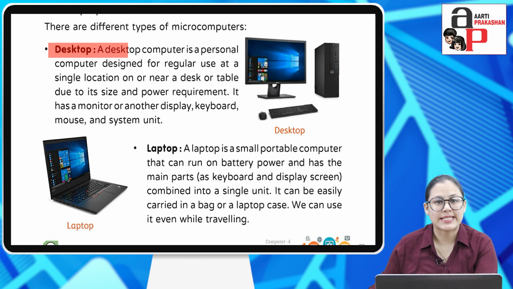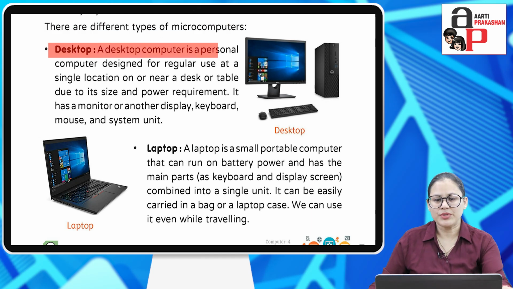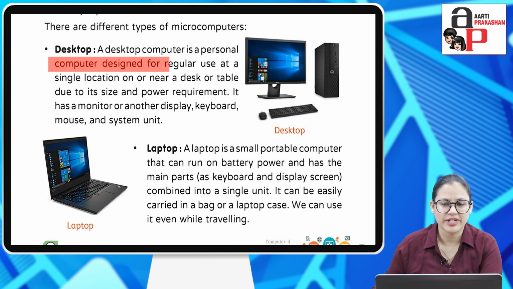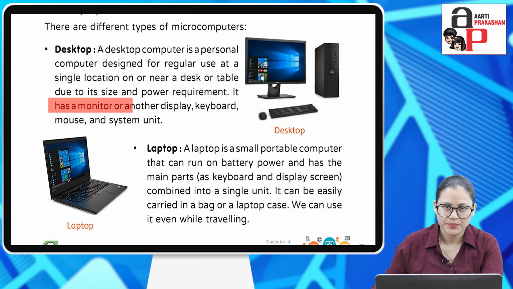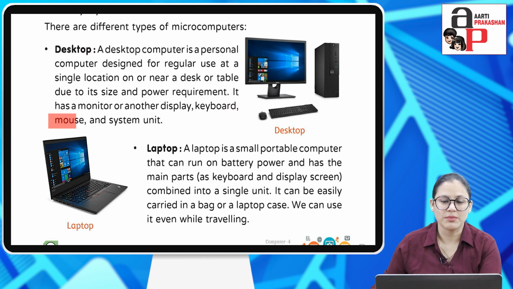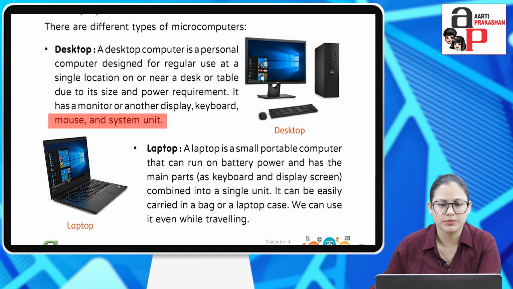Number one is desktop. A desktop computer is a personal computer designed for regular use at a single location on or near a desk or table due to its size and power requirement. It has a monitor or another display, keyboard, mouse and system unit. So here is the picture of a desktop. It is basically designed for regular use and generally we keep these kinds of computers at our desk or near a table, or on a table, right?